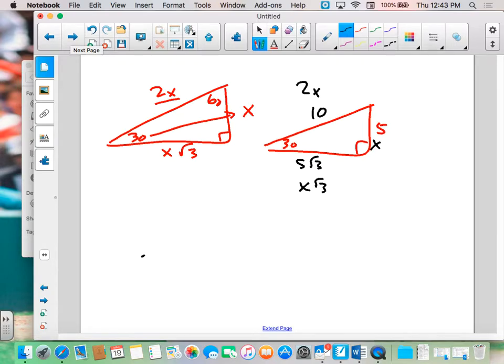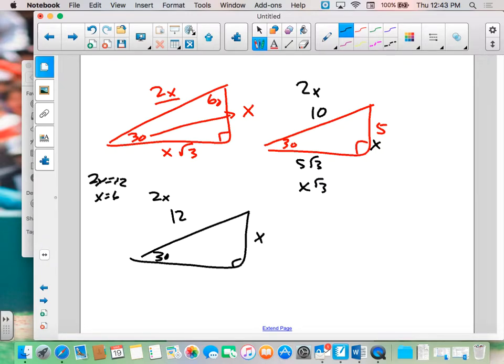Okay? Then I could give you the hypotenuse. So this is 30, what if I told you this side was 12? Well, this was your 2x. So if 2x is 12, x is 6. This was your x, that's 6. This is x root 3, well if x is 6, that's 6 root 3.